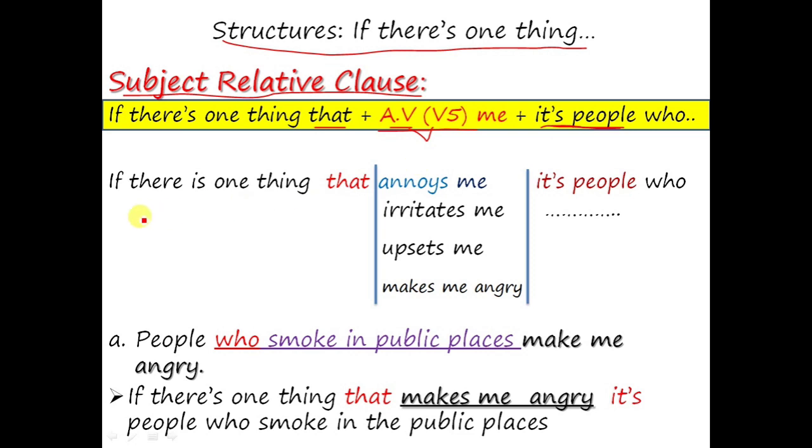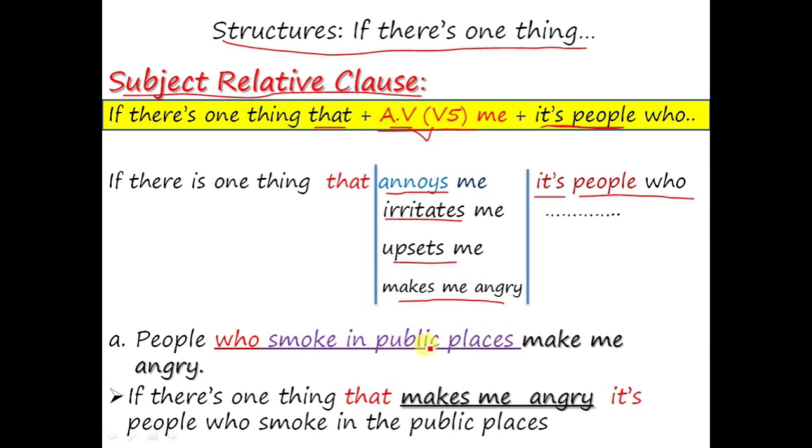For example, if there is one thing that plus V5: annoys me. The attitude verb should be in its V5 form. Annoys me, irritates me, upsets me, or makes me angry, and so on. And then "it's people who." It's people who. So let's see an example.